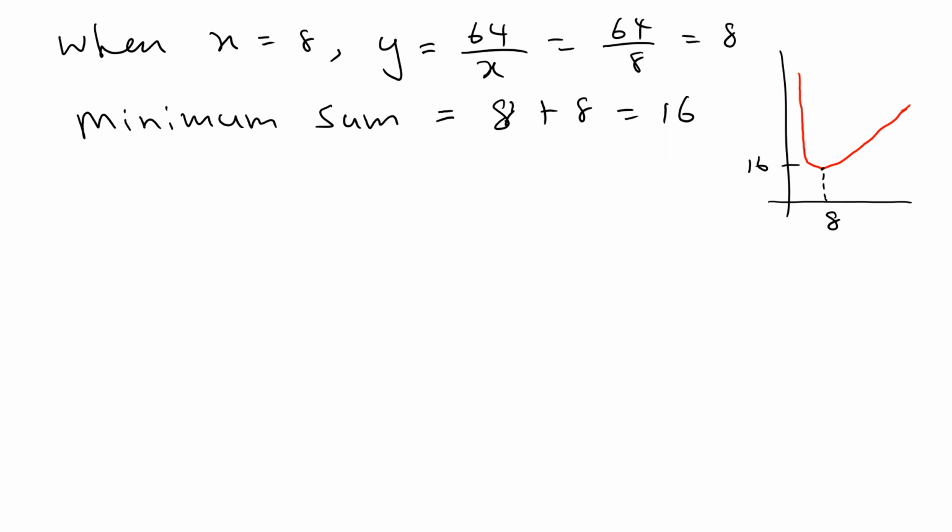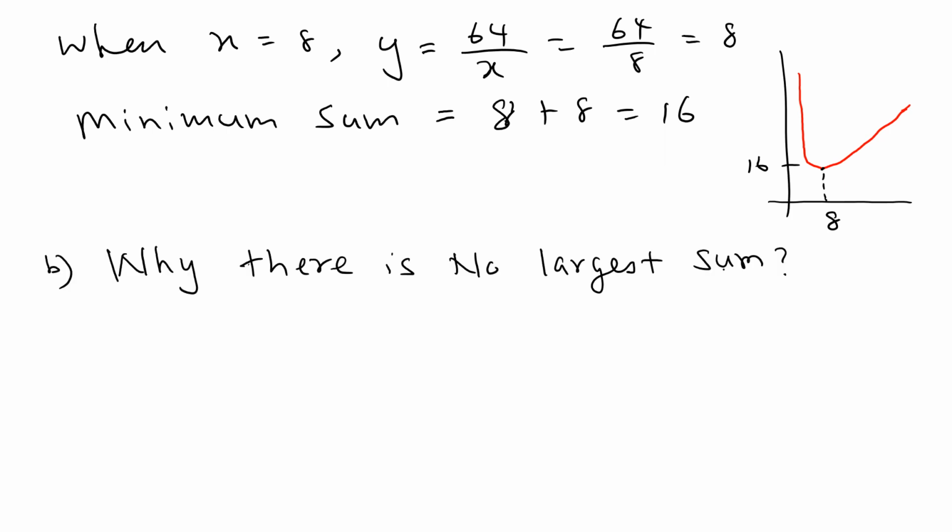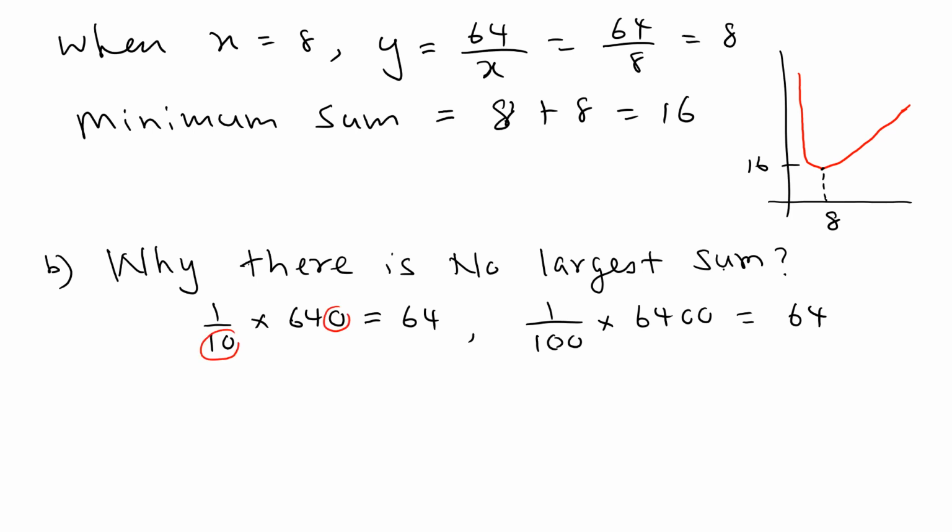Let's answer the second part of the question now. The second part is asking why there is no larger sum. You can see that the product has to be 64. For example, you can pick numbers like 1 over 10 times 640, and you get 64. Also 1 over 100 times 6400, which is 64 again. You can keep doing it. The idea is to put the same number of zeros in these two places. If you write it mathematically and add them, you get a large number.